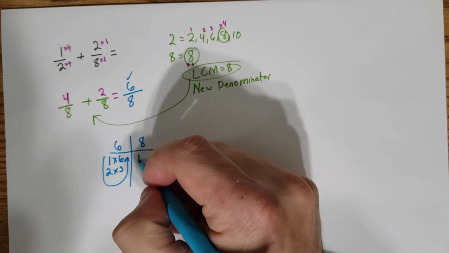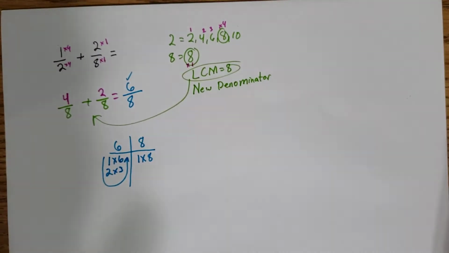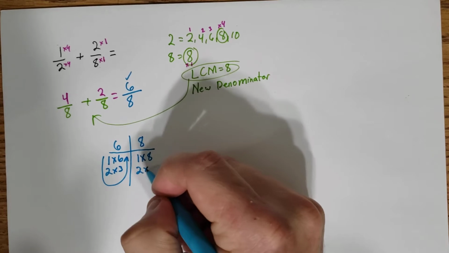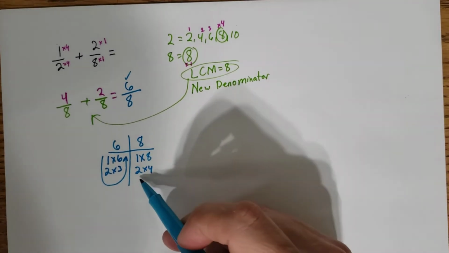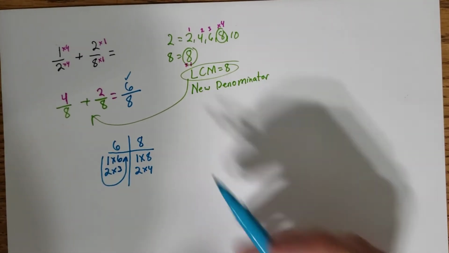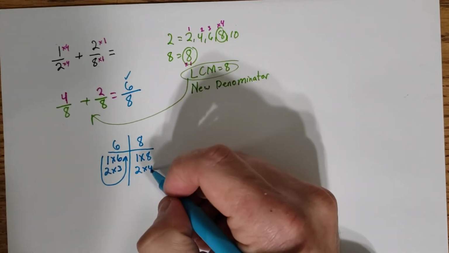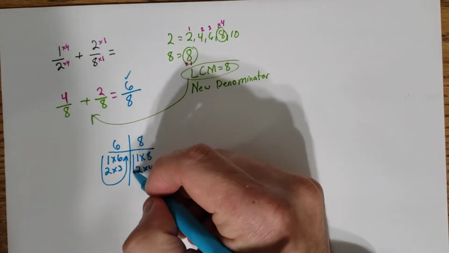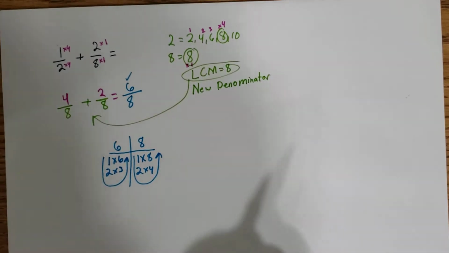Now we try our 8s. 1 times 8. 2 works. 2 times 4. 3 times nothing. 3s don't make an 8. What comes after 3? 4. You already have a 4 right there, so you are done.